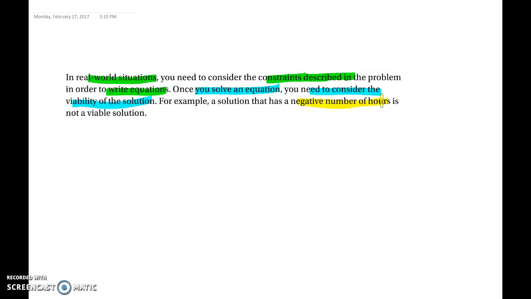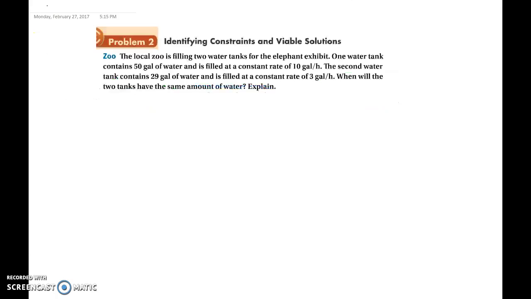All right, so now let's do one more example and then we're done with this video. For this one, the local zoo was filling 2 water tanks for the elephant exhibit. One water tank contains 50 gallons of water and is filled at a constant rate of 10 gallons per hour. So that's one of the water tanks. And the other water tank contains 29 gallons of water and is filled at a constant rate of 3 gallons per hour. When will the 2 tanks have the same amount of water? Explain.